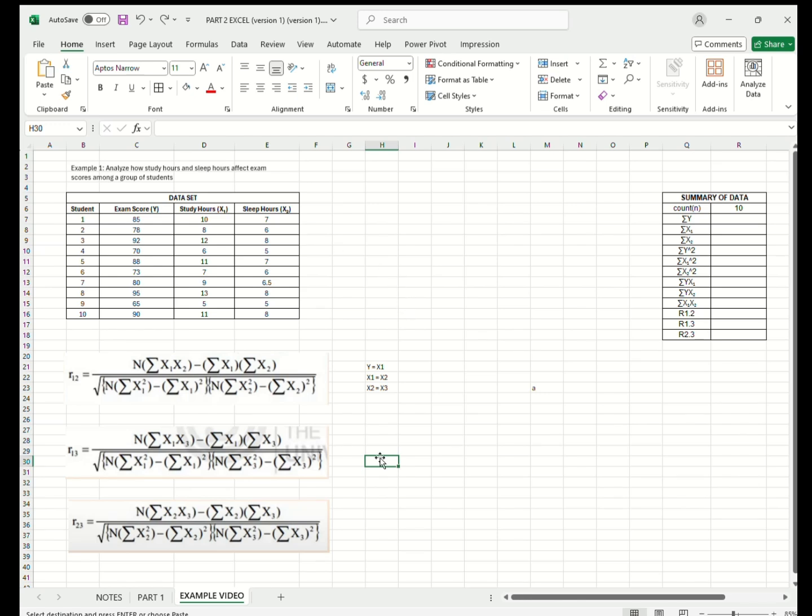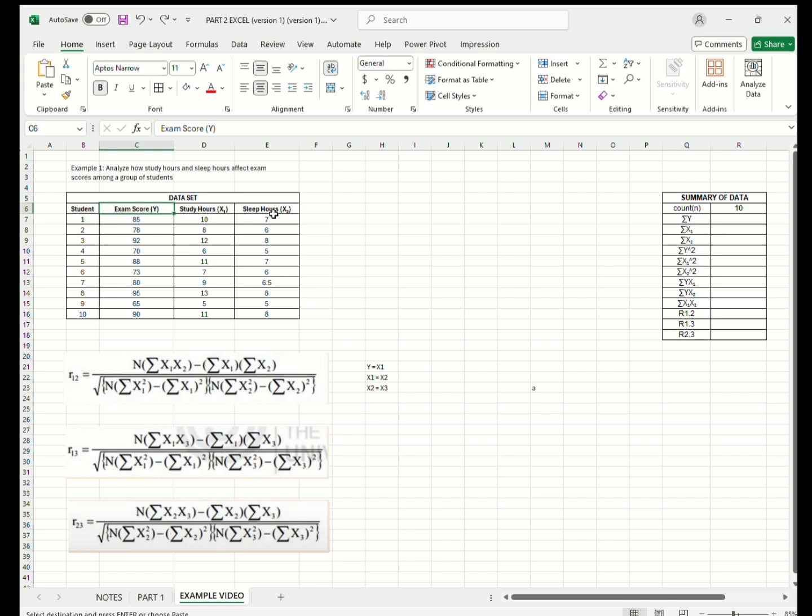Now, we're going to discuss multiple correlation. And here we have an example. Analyze how study hours and sleep hours affect exam scores among a group of students. In our example, we need to identify first which one is the dependent variable and which are the independent variables. Here we have the exam scores noted as y as our dependent variable, and then our independent variables will be the study hours x sub 1 and sleep hours x sub 2.